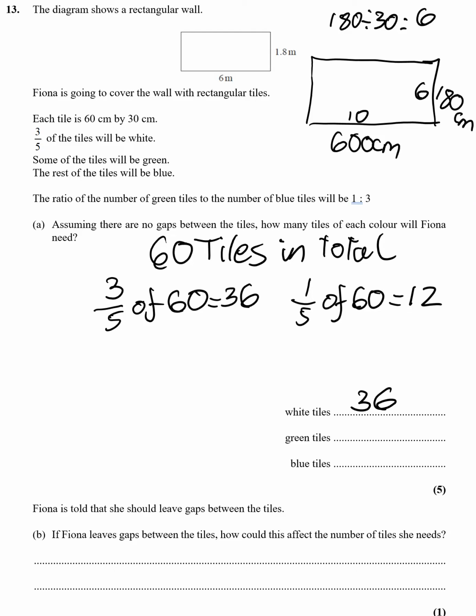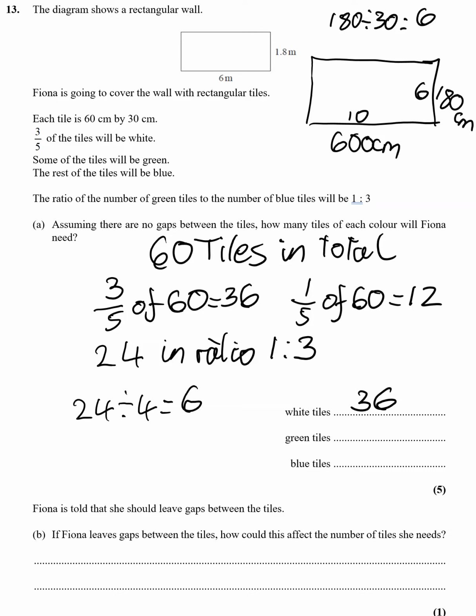Okay, so now what have we got left? 60 tiles in total, 36, so 24 in the ratio of the green and blue. So we need to do 24 shared in the ratio of 1 to 3. So every time there's 1 green, there are 3 blue. So there's 4 bits in total. So we need to do 24 divided by 4, which is 6. So we'd have 6 of the green tiles, and then we would have 18 of the blue. So 36, 6, and 18.